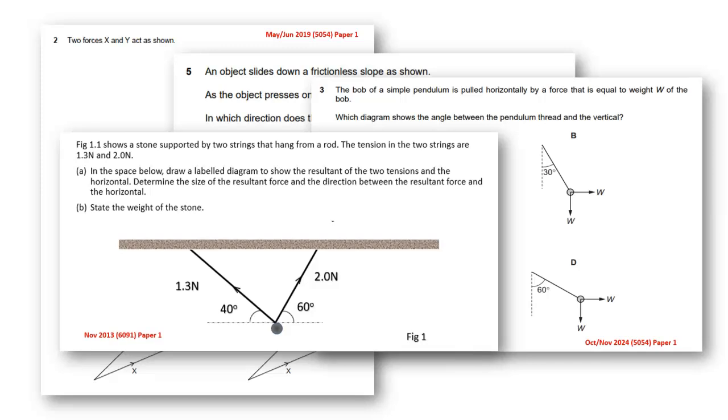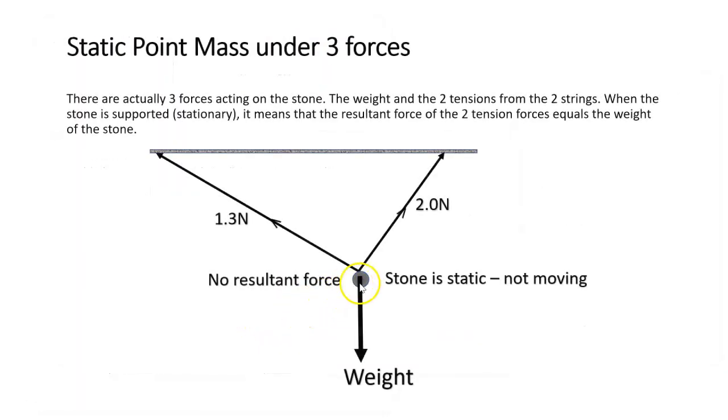When we say the object is static, it means that the object is in equilibrium as a result of the 3 forces. This means that the 3 forces are balanced and there is no resultant force. Therefore, the object remains static.